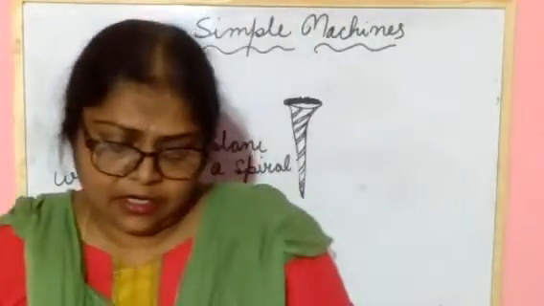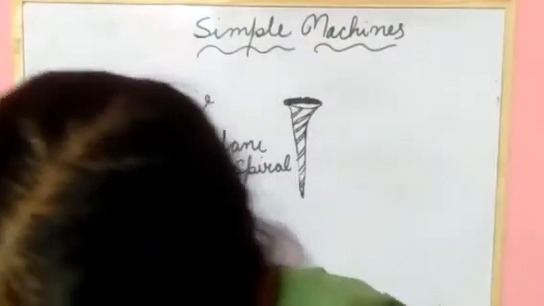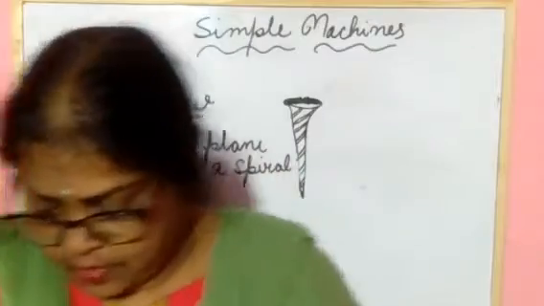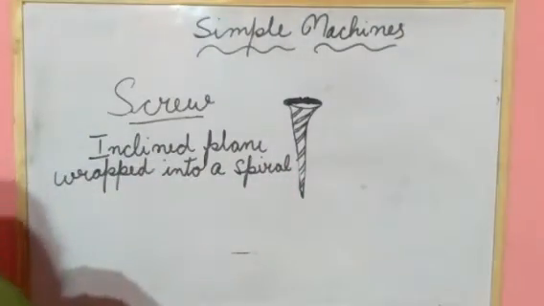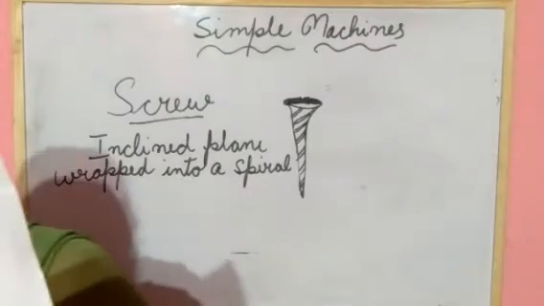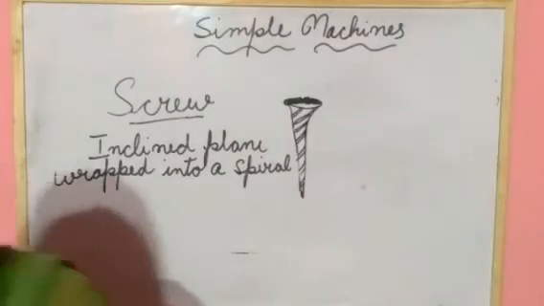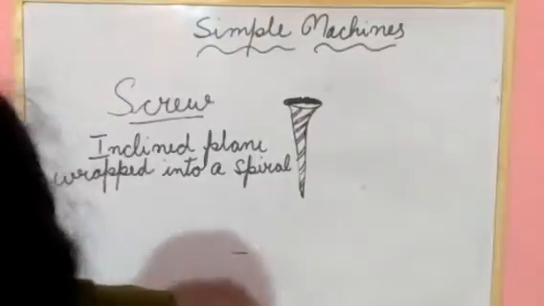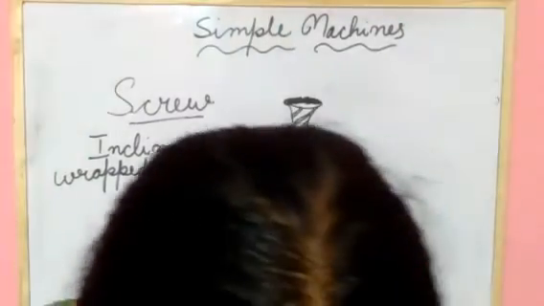Now we will do an activity. Now what will you do? You will cut the paper. This plain paper, what do you have to cut? You have to cut this paper as a right angle triangle. Understood? Now cut the paper. Start cutting. Cut it, right angle triangle.